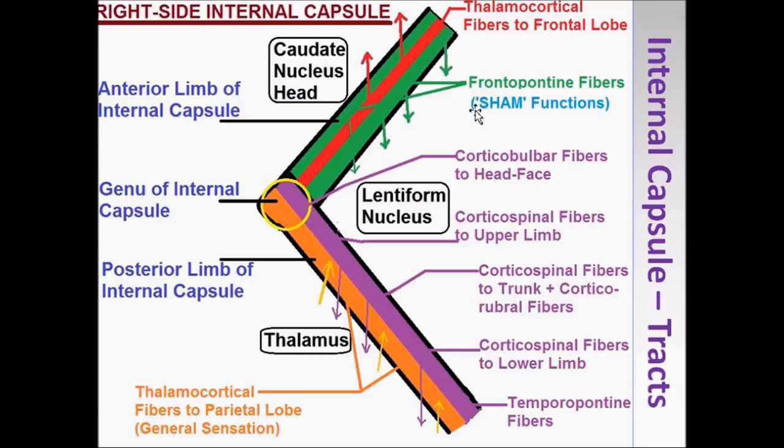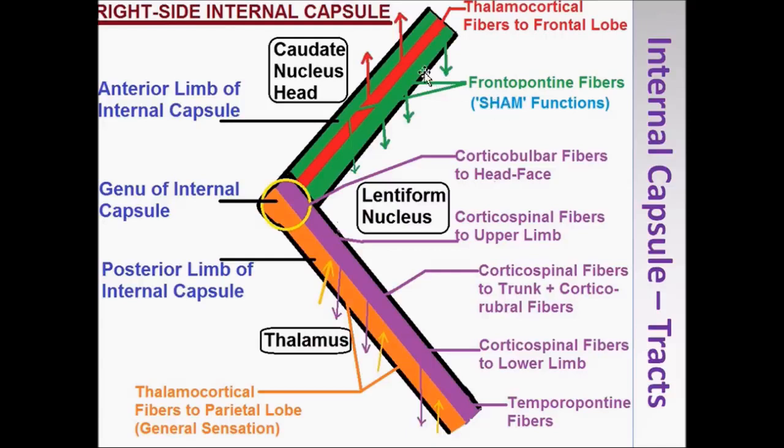Just for the ease of understanding, I have mentioned a few quick functions of these frontopontine fibers. One of them is what is known as the emotional smile, the mimetic smile. They carry fibers from the frontal lobe to the pontine nuclei, to the seventh nerve motor nucleus. Smile, emotional smile. Then we have the fibers for horizontal conjugate gaze, which goes from the frontal eye field to the paramedian pontine reticular formation nucleus in the pons for horizontal gaze.